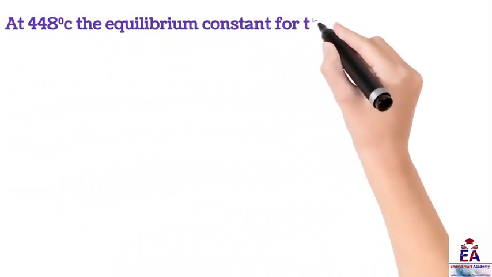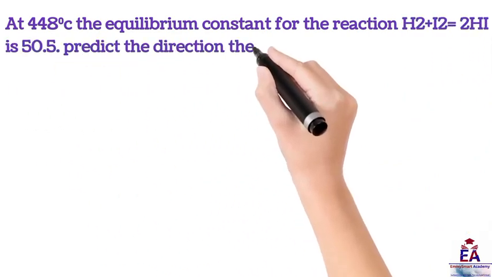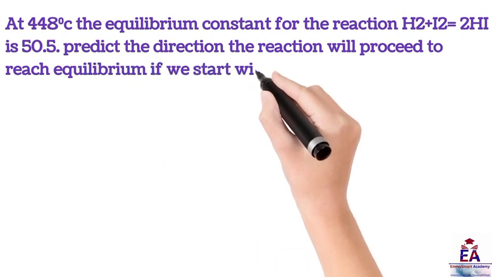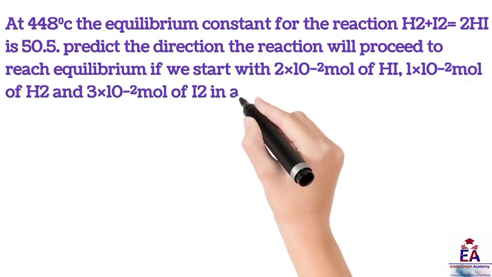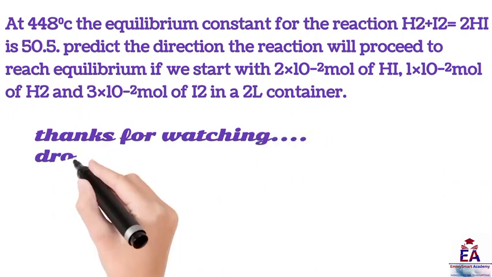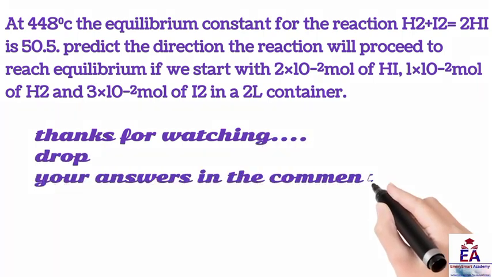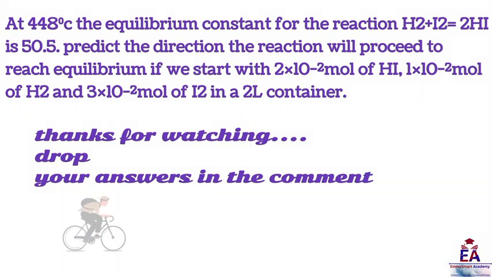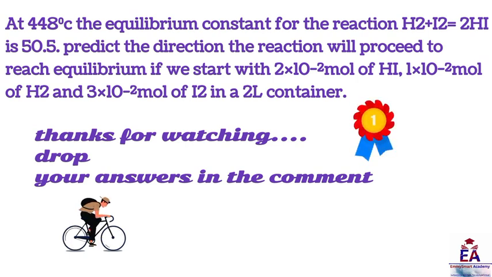Okay. We have this at 448 degrees Celsius. The equilibrium constant for the reaction of hydrogen plus iodine giving hydrogen iodide is 50.5. Predict the direction the reaction will proceed to reach equilibrium if we start with 2 times 10 raised to the power minus 2 moles of hydrogen iodide, 1 times 10 raised to the power minus 2 moles of hydrogen, and 3 times 10 raised to the power minus 2 moles of iodine in a 2-liter container.